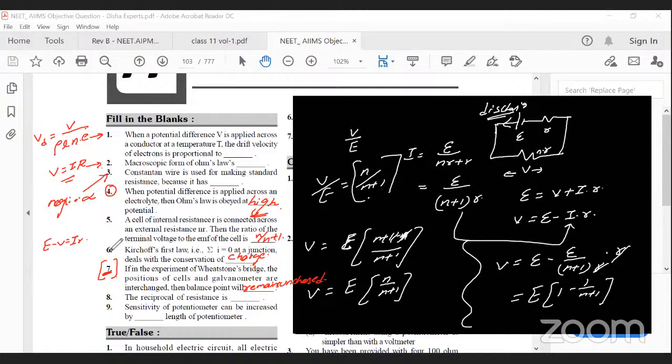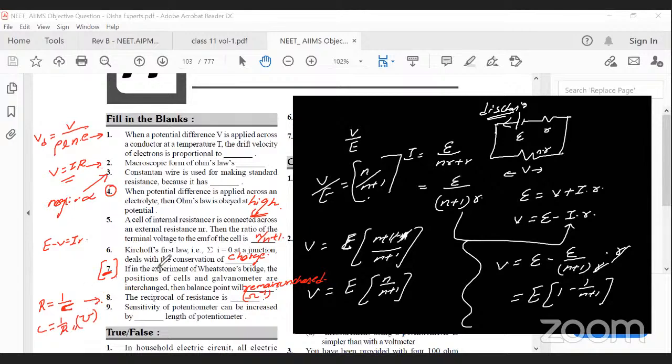The eighth one: what is the reciprocal of resistance? Conductance. What is the unit for conductance? Ohm inverse, or mho. So we can say R is equal to 1 by conductance, so C is equal to 1 by R. It is ohm inverse, mho.